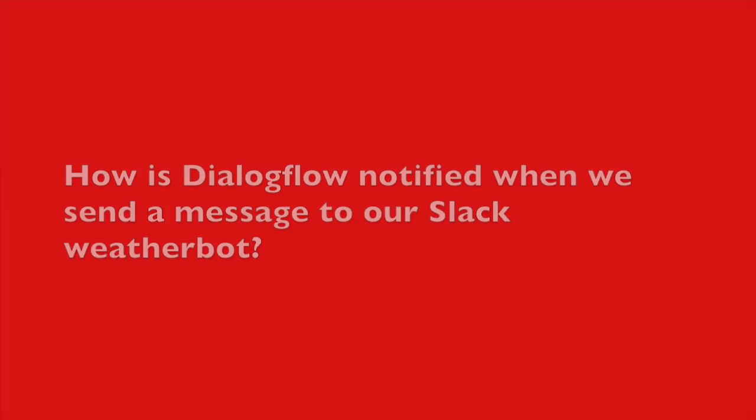And the answer to this question, which we asked at the beginning of this lecture, is via the events request URL. This is a URL that Dialogflow offers when it integrates with Slack. This URL you copy from Dialogflow and paste it into your Slack app configuration. And this is where your Slack bot user will send message requests. This is how Dialogflow is notified whenever you send a direct message to the WeatherBot channel in your Slack workspace.